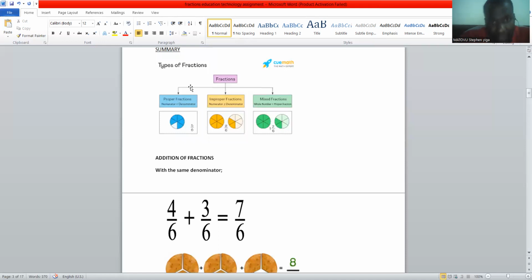Actually, I summarized the major ones we use mostly, that is proper fractions, improper fractions, and mixed fractions. So when you see here, it shows that the numerator is less than the denominator. And here, the numerator is greater than the denominator. There is a whole number plus a proper fraction to get a mixed fraction.